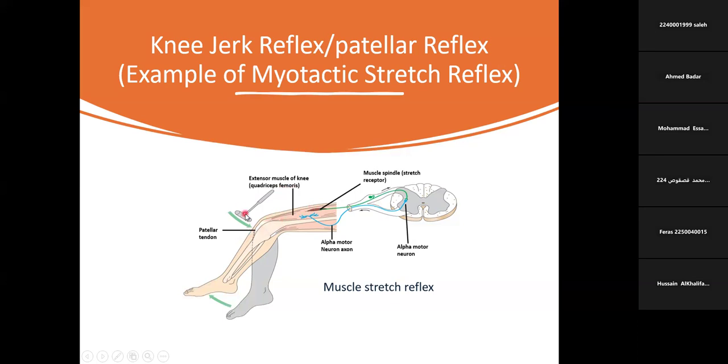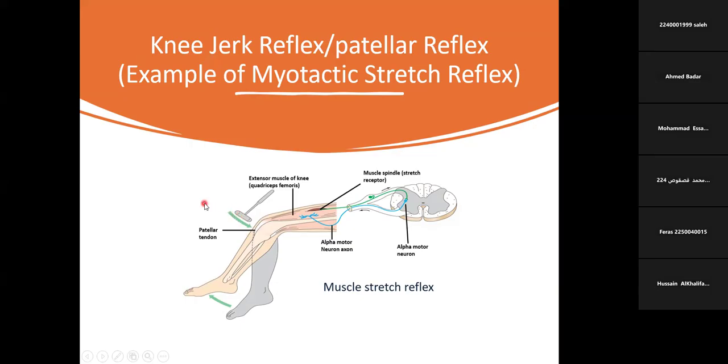When I hit it with this hammer, this muscle is stretched, it becomes long. When it becomes long, the receptor, the muscle spindle, picks up the message that there is some change in the length of the muscle, and it is possible that the muscle breaks. So it immediately sends the message to the spinal cord, and the alpha motor neuron causes contraction or shortening of this muscle. When this muscle is short, our leg goes in front like this. This is what we call the knee jerk.